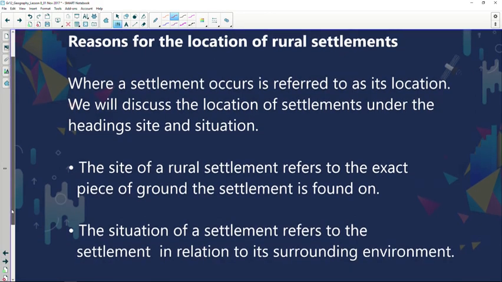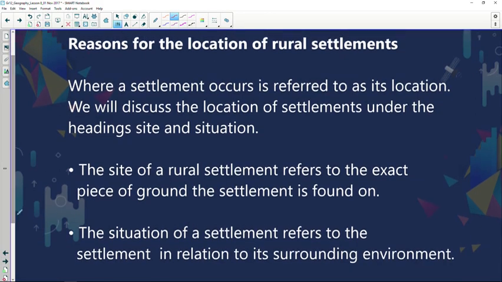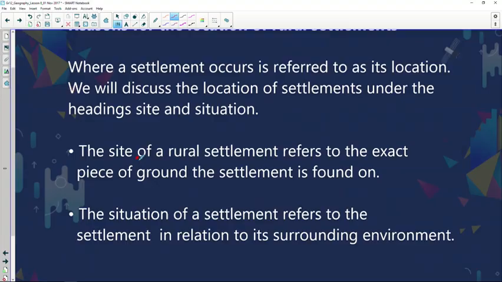Now, the simple reason why people choose the location of a rural settlement is because people don't just rock up at a place and say, we're going to start farming. They need to look at certain aspects to make sure that this will be a very good location to settle. Now, there are two terms that we need to concentrate on. We need to look at the site of a settlement, and we need to look at the situation of a settlement.